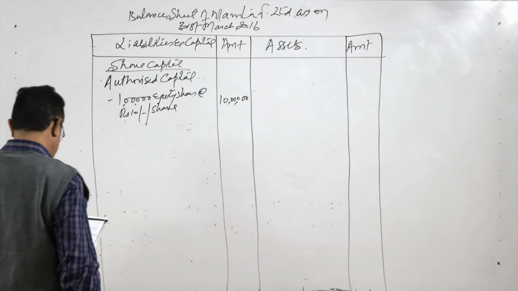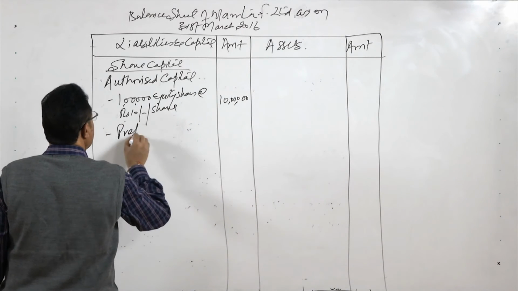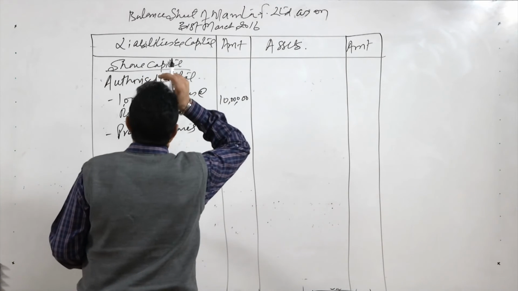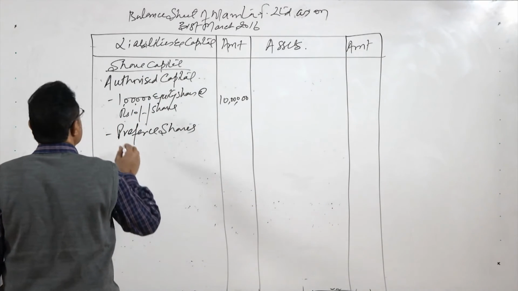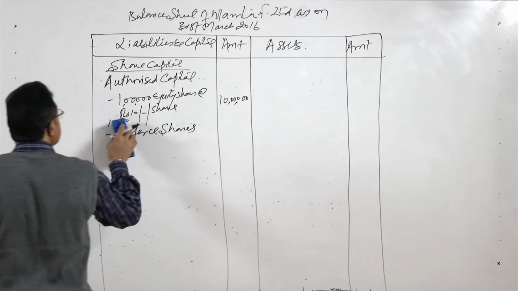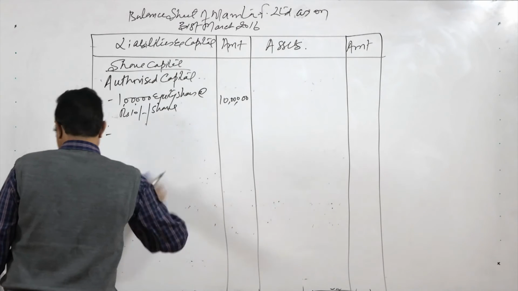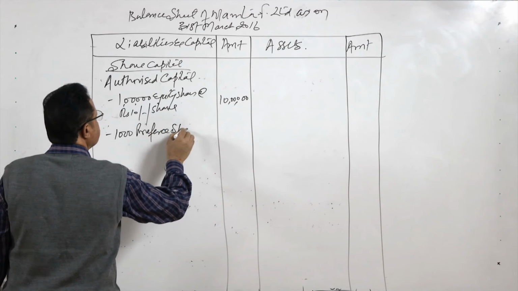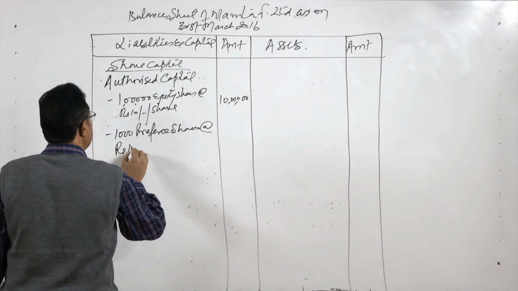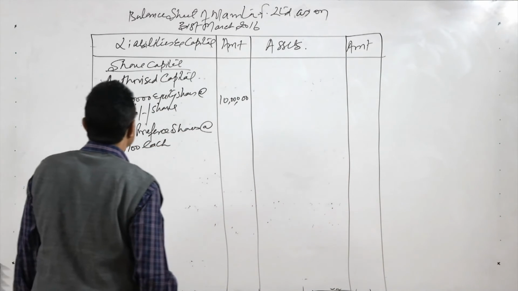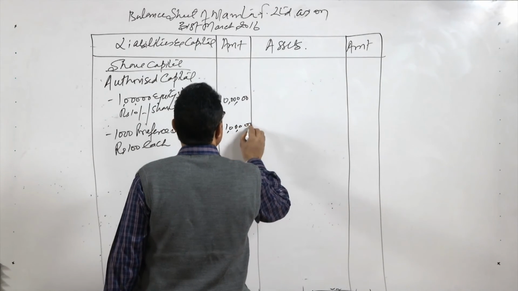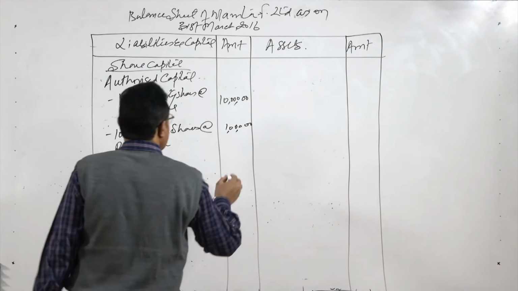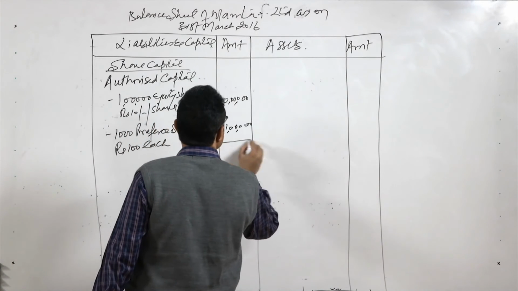Then preference shares. We will have to write here 1000 preference shares at the rate of rupees 100 each. So this amount works out as 1 lakh. So your total share capital which was authorized is 11 lakhs. So we have to put a line here, and this is the authorized capital.